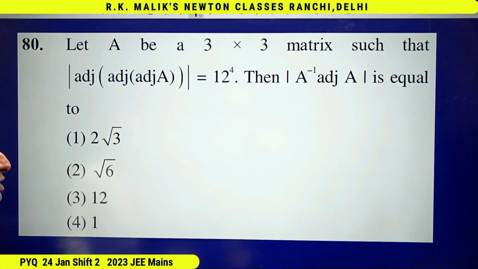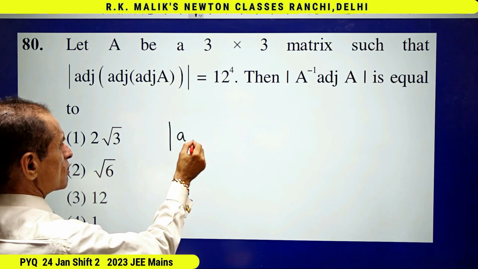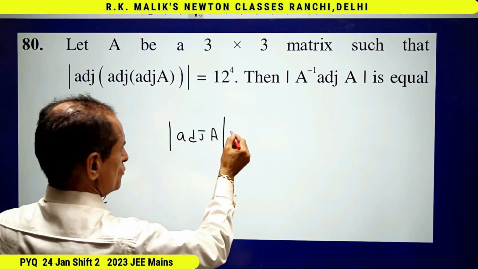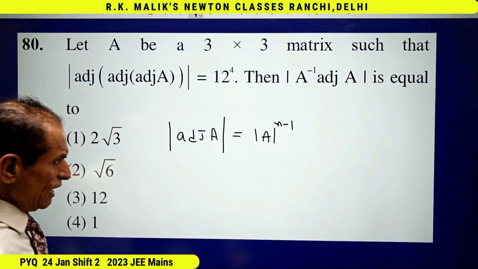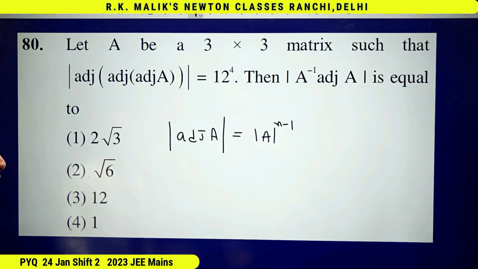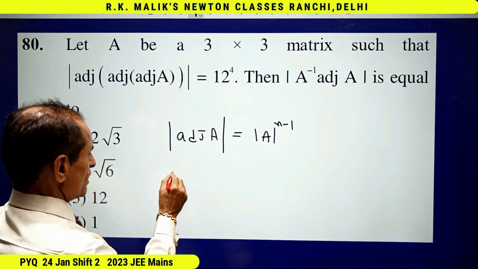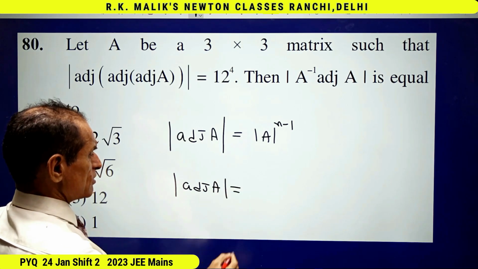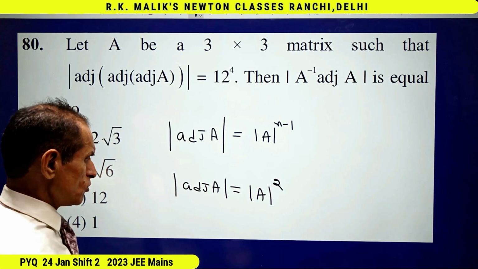Before I do this question, remember this formula that determinant of adjoint A is equal to determinant A to the power n minus 1, where n is the order of the matrix A. And in present case, because A is 3 by 3 matrix, hence I can say determinant of adjoint A is equal to determinant A to the power 2.